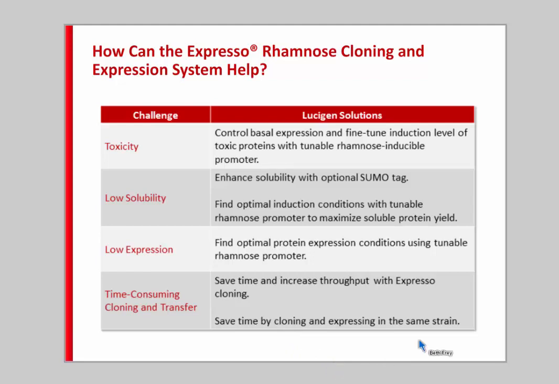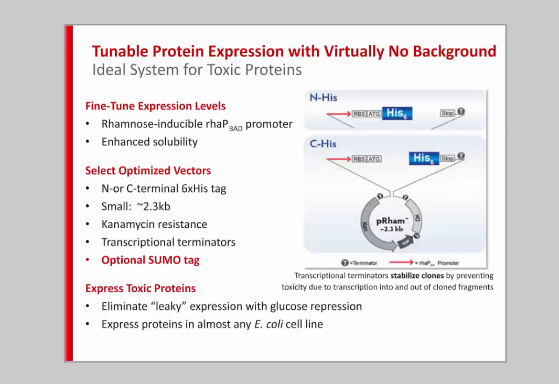There is no need to transfer the clones to a different strain of E. coli containing T7 RNA polymerase or a DE3 strain for protein expression. It's simply just not needed. So this system has the advantages of T7 in terms of vector choices and size and the engineering of the vector. And it also includes an optional SUMO tag to further enhance protein expression and solubility if you wish.